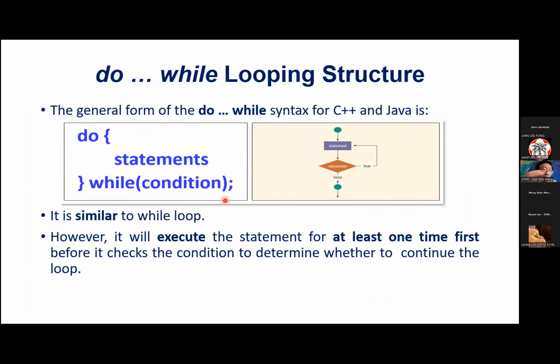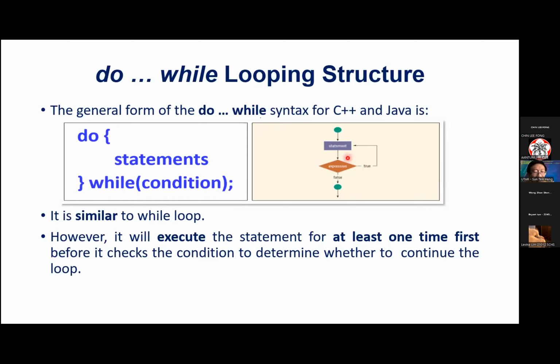You see, for a while loop, you check for the condition first. But for a do while loop, it ensures that you can definitely execute the statements inside the body of the do while loop at least one time. Then only after you execute the statements, you check for the condition. So if the condition is false, then you terminate from the do while loop.